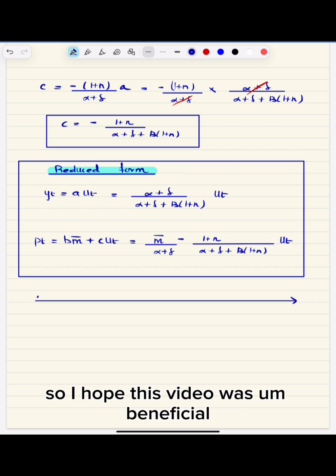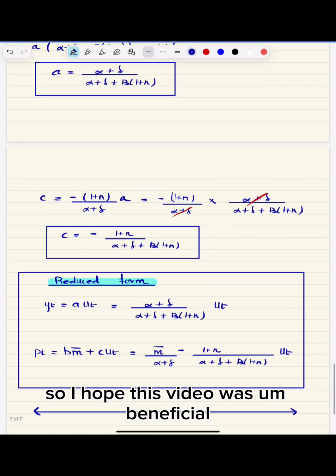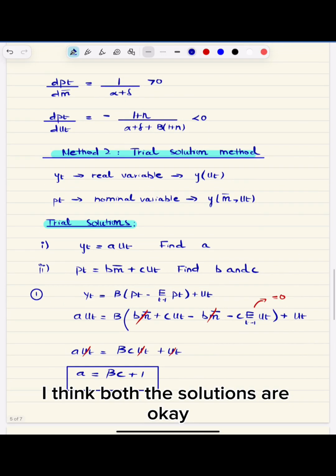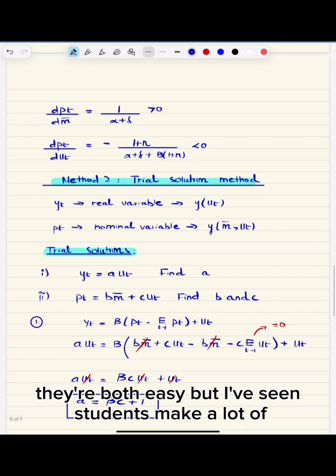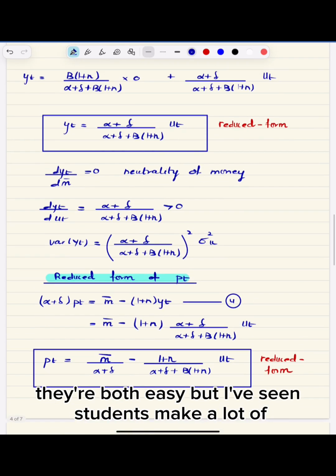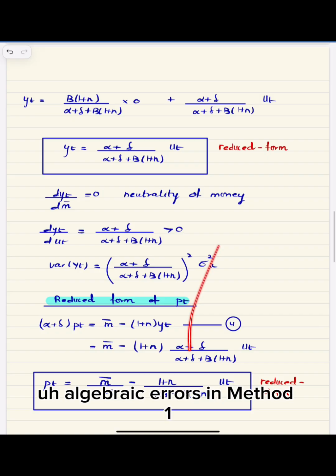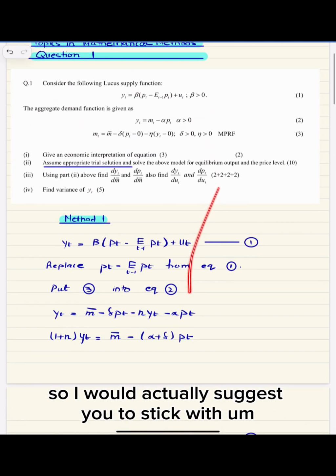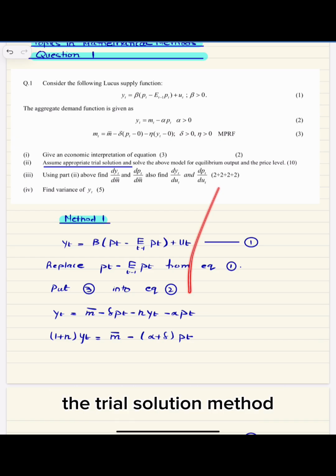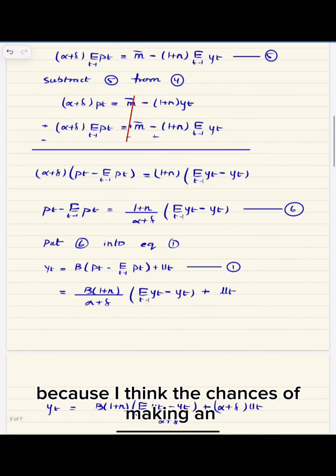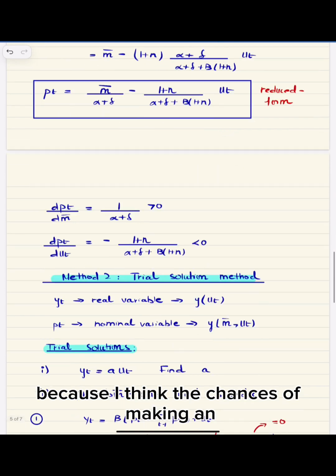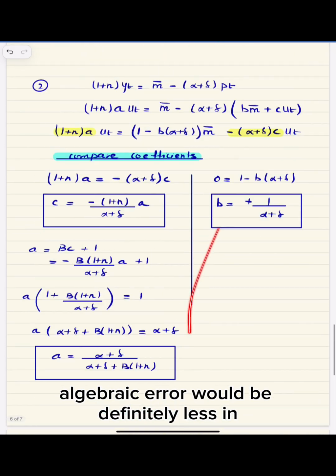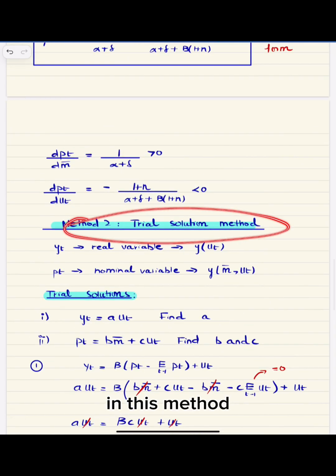So I hope this video was beneficial. I think both the solutions are okay. They're both easy, but I've seen students make a lot of algebraic errors in method 1. So I would actually suggest you to stick with the trial solution method, because I think the chances of making an algebraic error would be definitely less in this method.